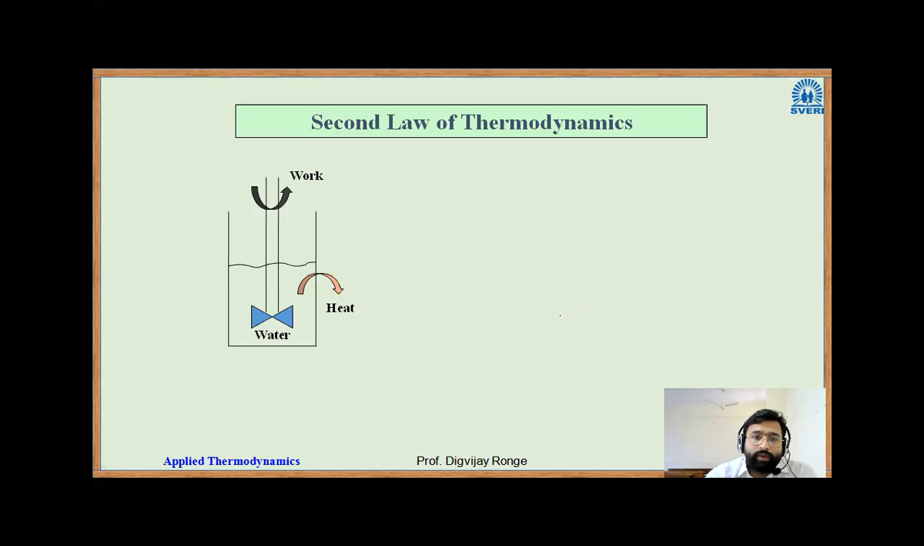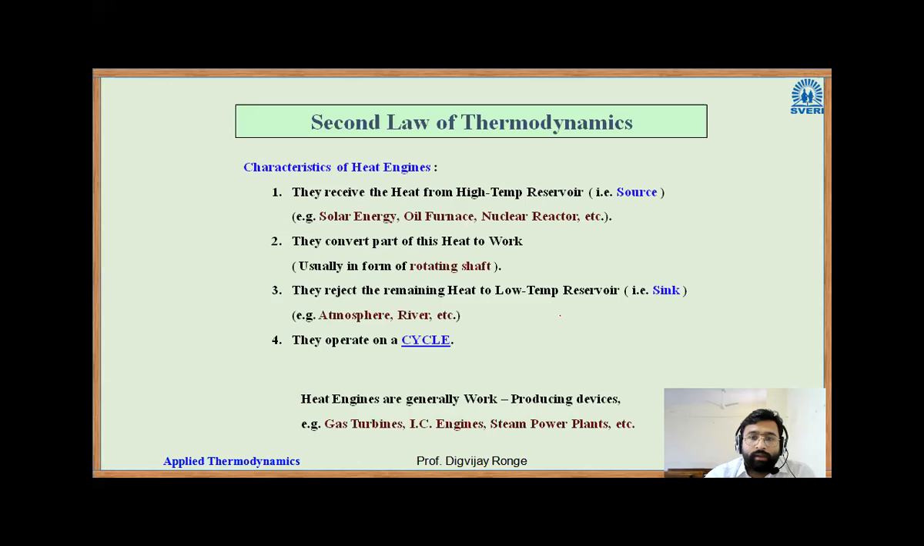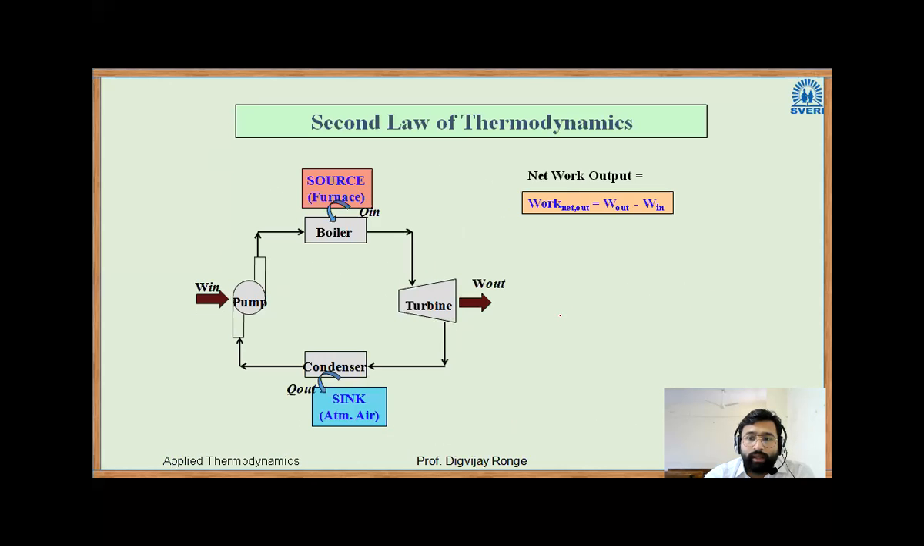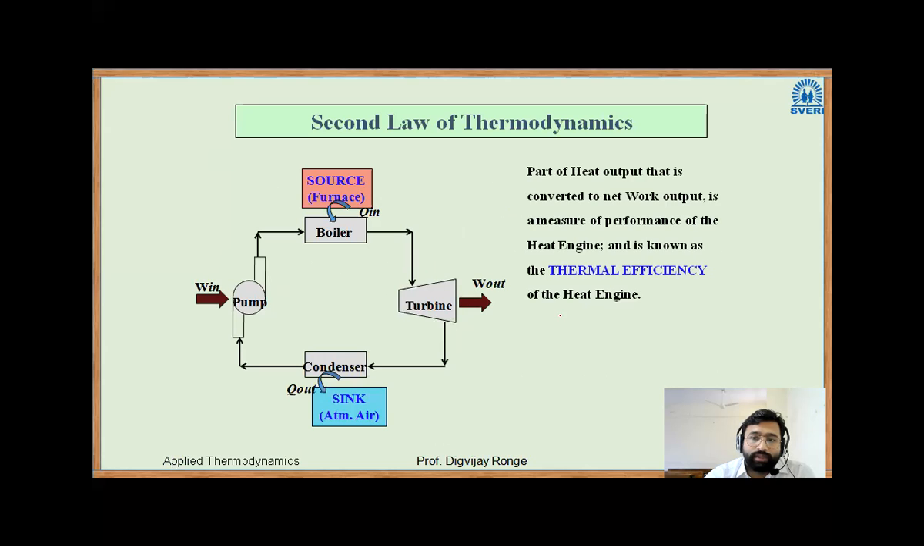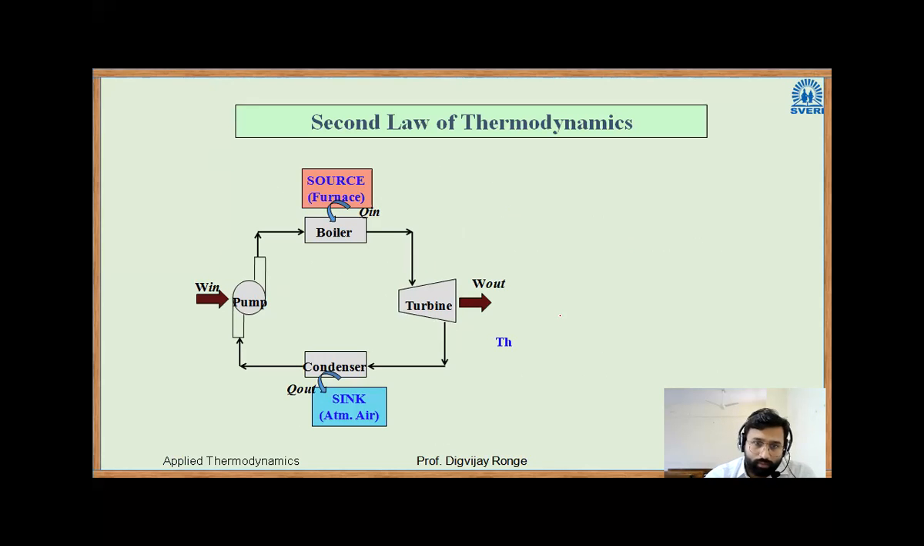So last lecture we have seen heat engines. We have seen how to calculate their efficiency, right? Efficiency's formula was net work output divided by total heat input. One of the examples we have taken, that is of the thermal power plant.